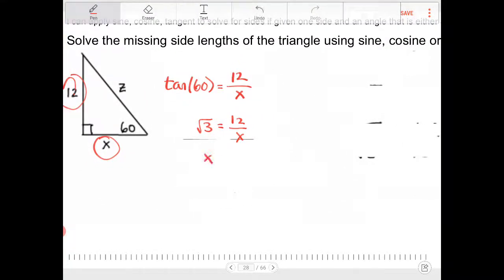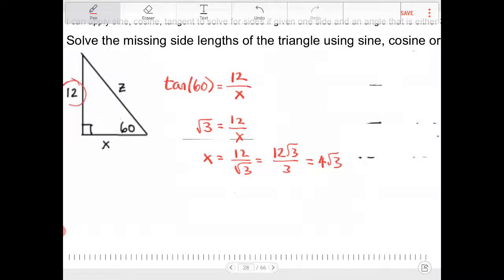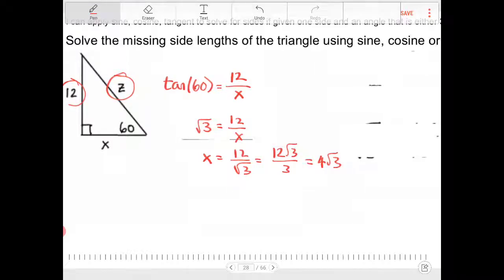When we solve for x, we'll end up with 12 over radical 3, and we're going to rationalize this. This turns into 12 radical 3 over 3, or really, it's just 4 radical 3. Then similarly, we can solve for z. Looking at this, 12 again is opposite of 60, and z is the hypotenuse. Which ratio will have opposite to hypotenuse? Well, that's just sine. Sine of 60 is equal to 12 over z.